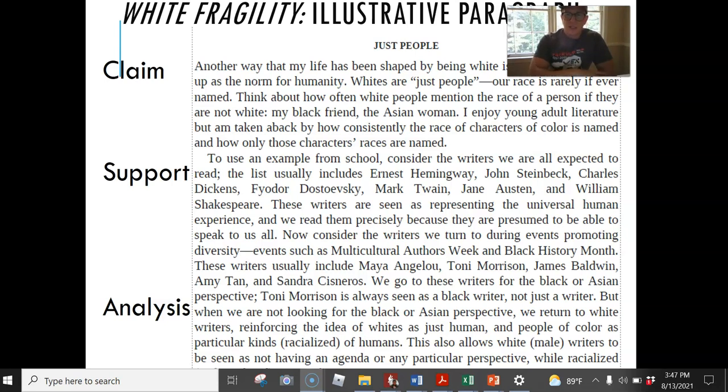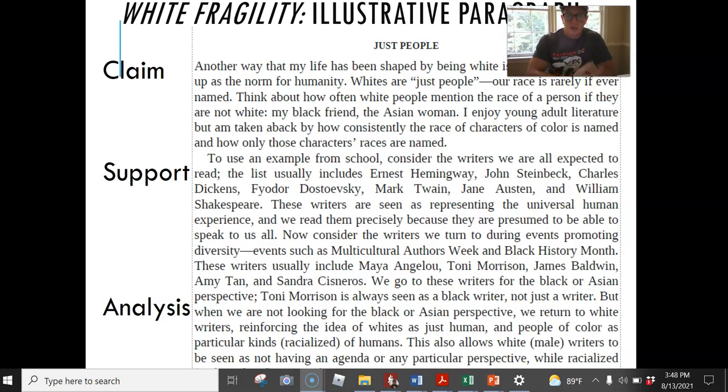So she continues to write. She says, "Whites are just people. Our race is rarely, if ever, named. Think about how often white people mention the race of a person if they are not white. My Black friend, the Asian woman. I enjoy young adult literature, but am taken aback by how consistently the race of characters of color is named and how only those characters' races are named." So those are some of her examples to illustrate what she's talking about, that whites are just people and that oftentimes white people as a race is not mentioned when they're being referred to.